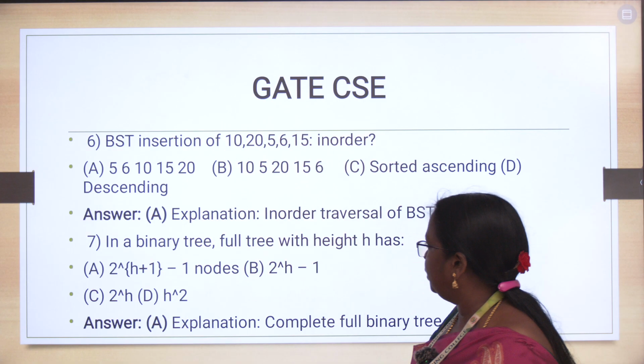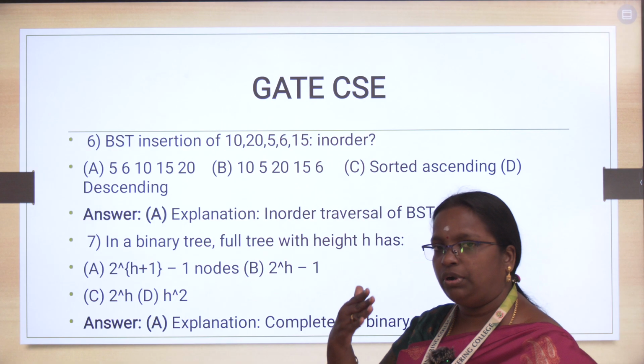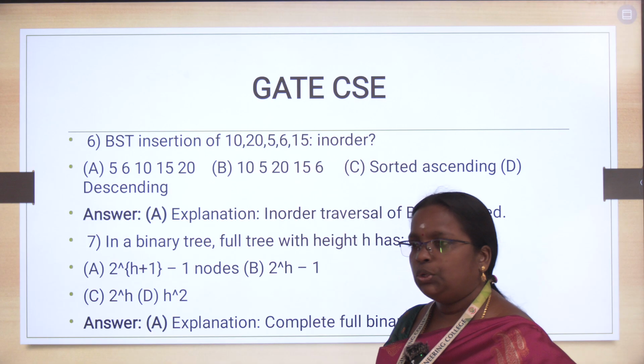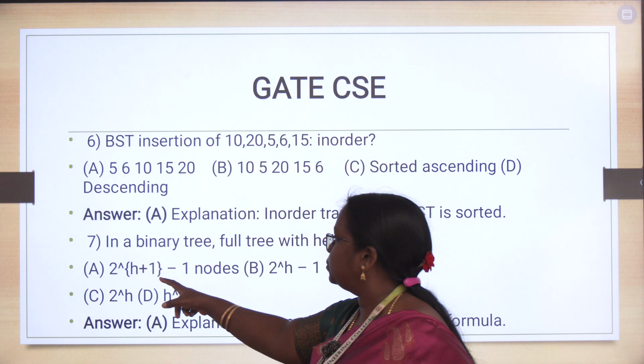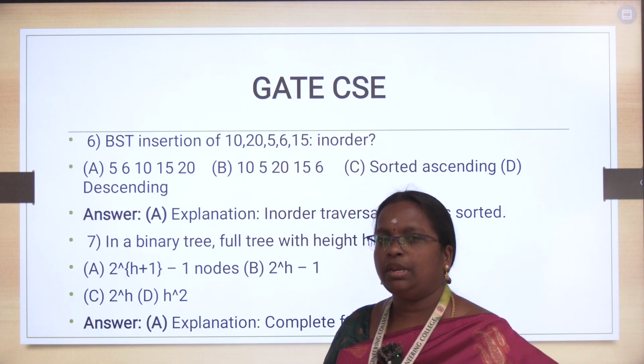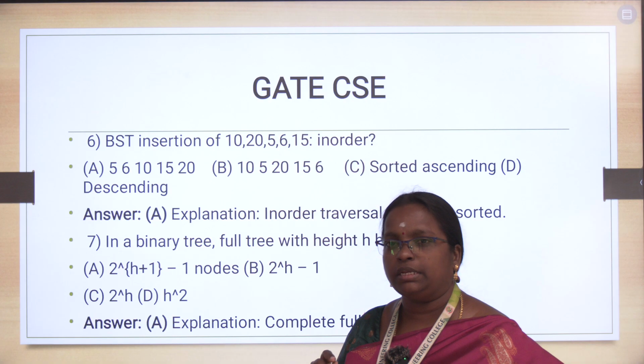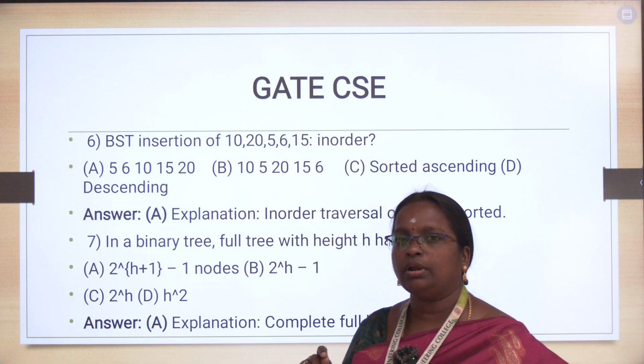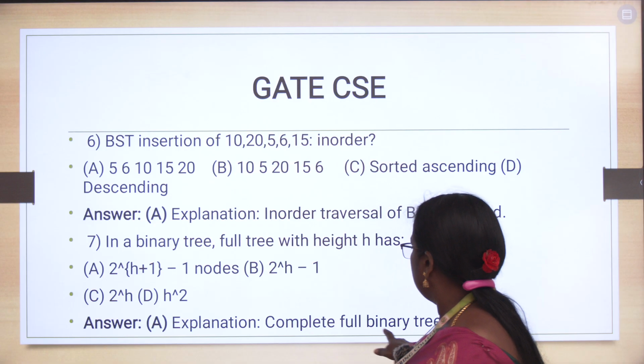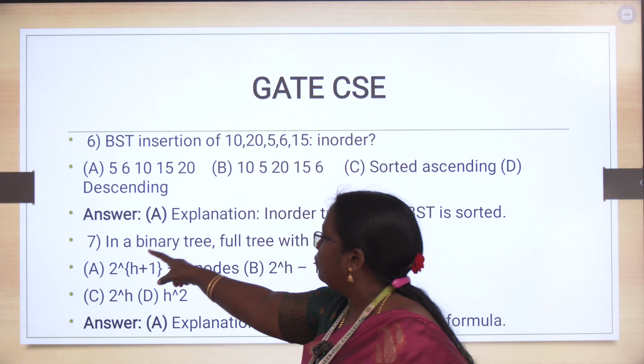Next, in a binary tree, you have a full tree and need to identify the height. You have the formula 2 power h plus 1 minus 1 for the number of nodes. How many nodes are there? Heights are there, minus 1 plus 1. So the explanation is the complete binary tree formula, and the first answer is correct.